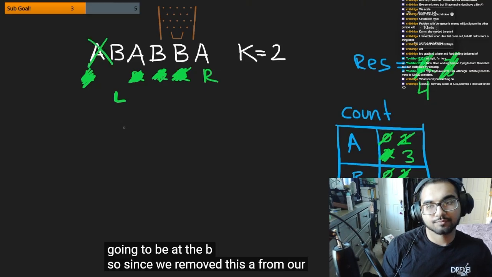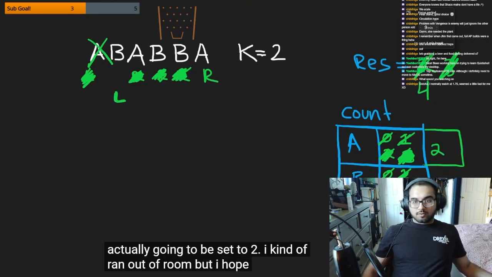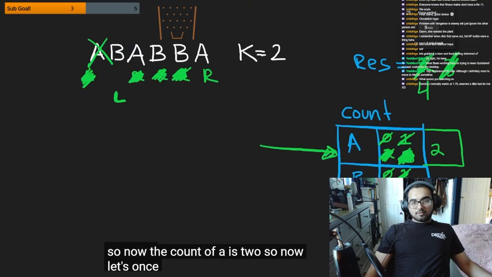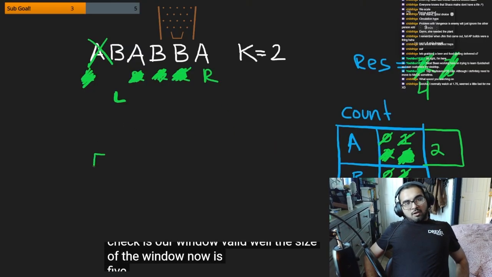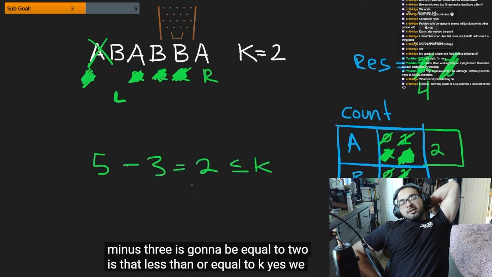Since we removed this a from our window, we have to decrement the count of a in our window. So I'm going to cross this 3 out, and now it's actually going to be set to 2. I kind of ran out of room, but I hope this is still readable. So now the count of a is 2. Now let's once again check, is our window valid? Well, the size of the window now is 5, and the count of the most frequent character is b, and that's going to be 3. So 5 minus 3 is going to be equal to 2. Is that less than or equal to k? Yes, we are once again valid.